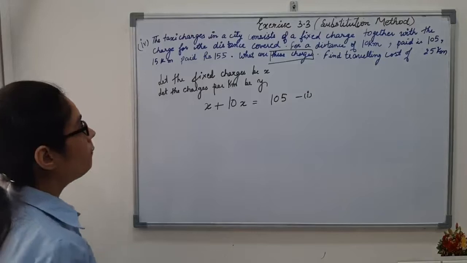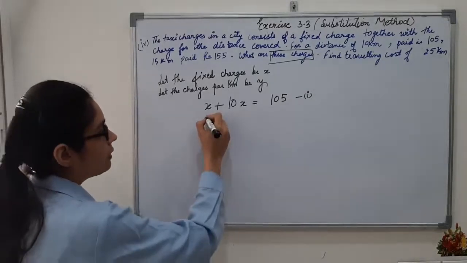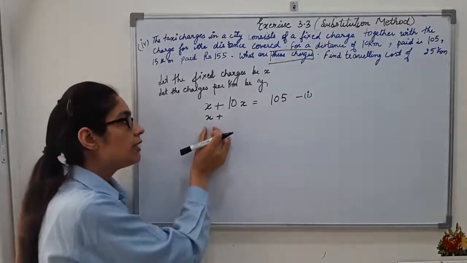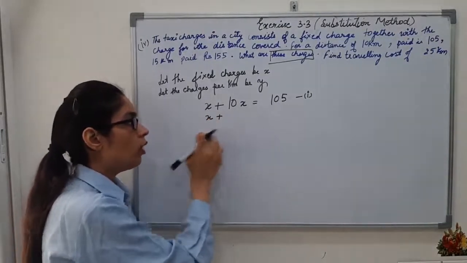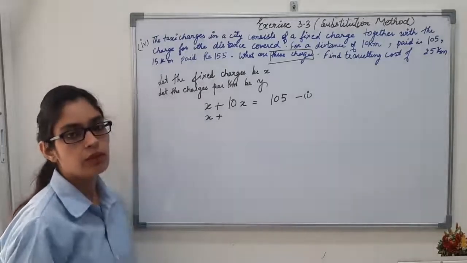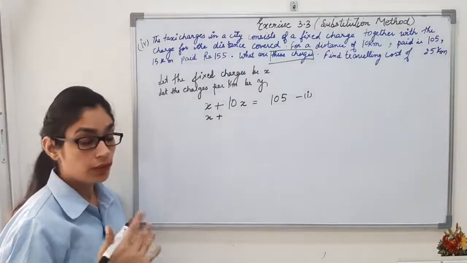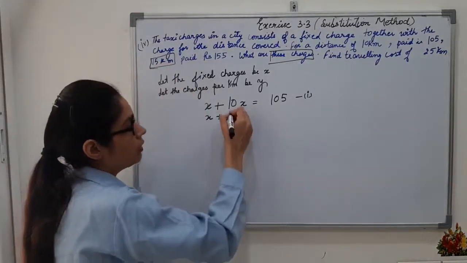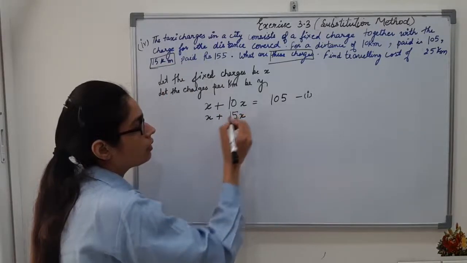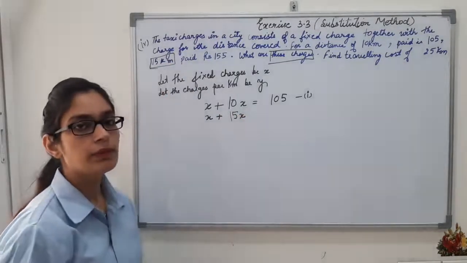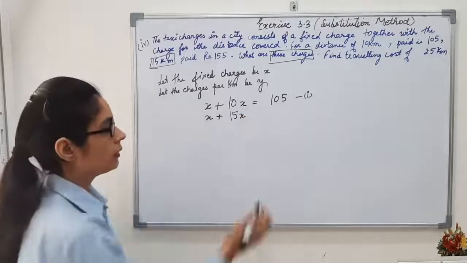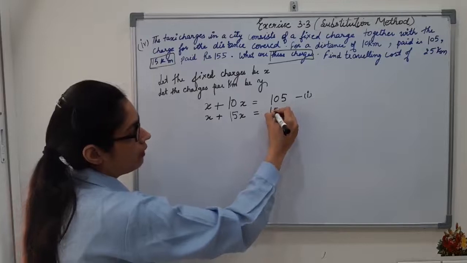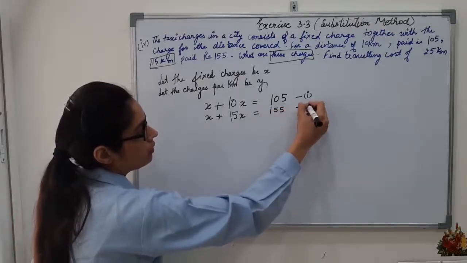In the same way, we will make the second equation. This x will remain the same because it is constant. Every time it will get added, because it is fixed. Fixed plus whatever distance you are traveling. Now for 15 kilometers, if 1 kilometer is y, then for 15 kilometers he will be charged 15 into y. So the total he has been charged is 155. This is your second equation.